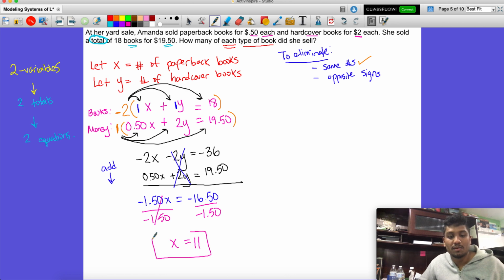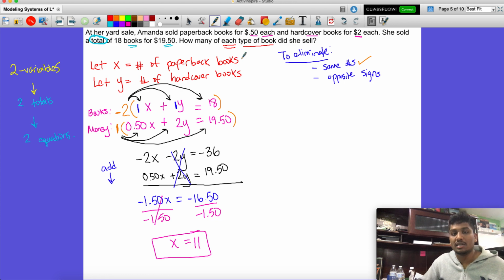All right, so you should always pause and ask, what does this even mean? Because we're not dealing with regular equations now, we're dealing with word problems. So what does 11 mean? Well, if you go back, 11 is equal to x, and all the way at the top here, x was equal to the number of paperback books. So that means that we sold 11 paperback books.